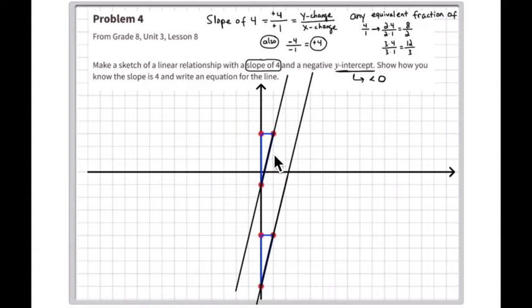Now you can slide this line, so translate this line anywhere along this y-axis that you want. And that's going to keep the slope equal to 4. So all these lines will be parallel, but they will just cross the x-axis, or I'm sorry, the y-axis at any value that's less than 0. It has to be anywhere down here.